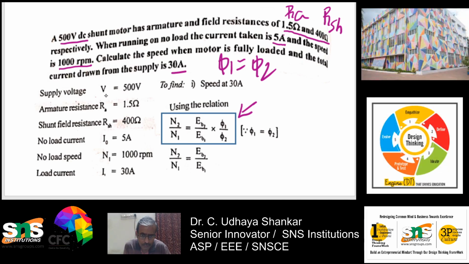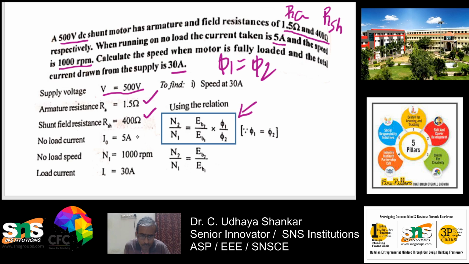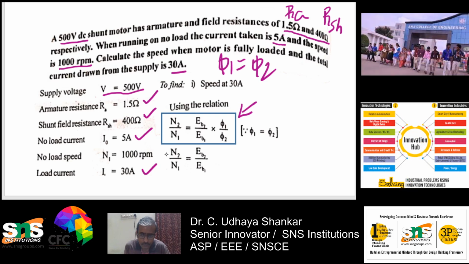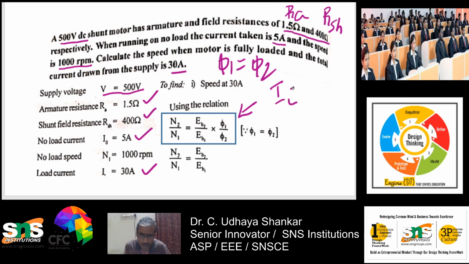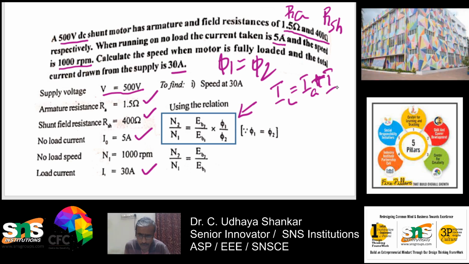So you write the given data. The terminal voltage is 500 volts, armature resistance is 1.5 ohms, shunt field resistance is 400 ohms, the no load current I naught is 5 amps, and the load current is 30 amps. You also have to remember the formula: for any motor, the load current will be equal to IA plus ISH, is it right? So this is the basic formula for any motor.